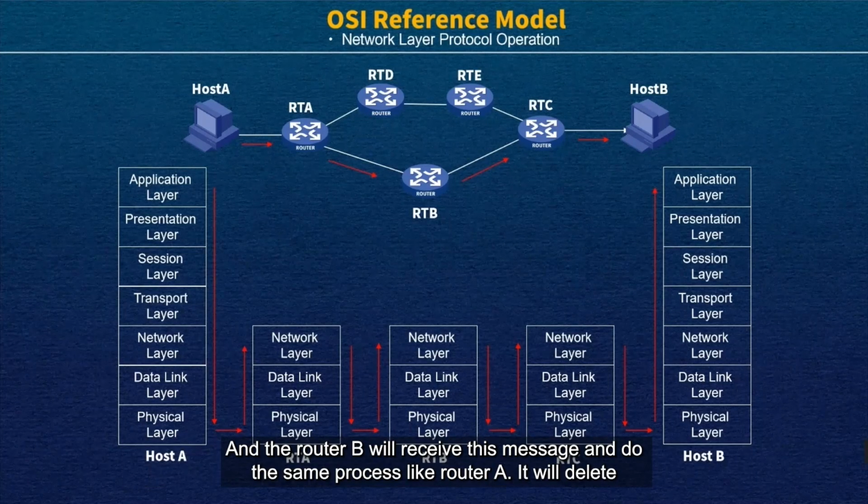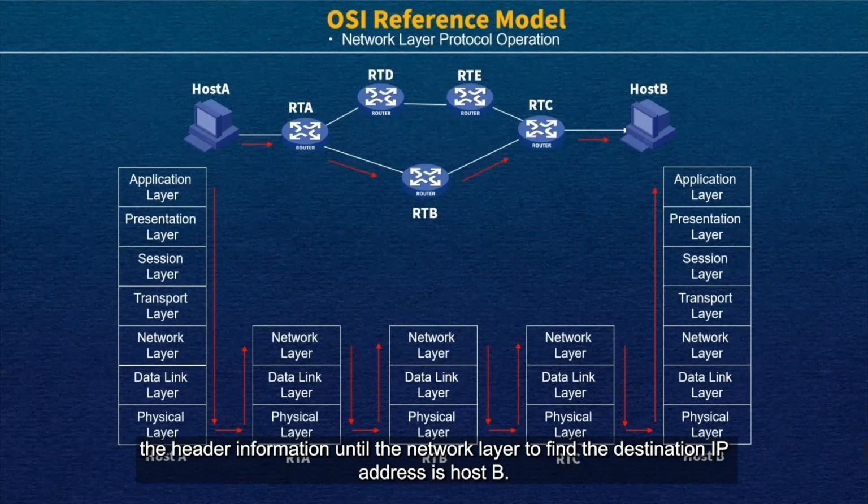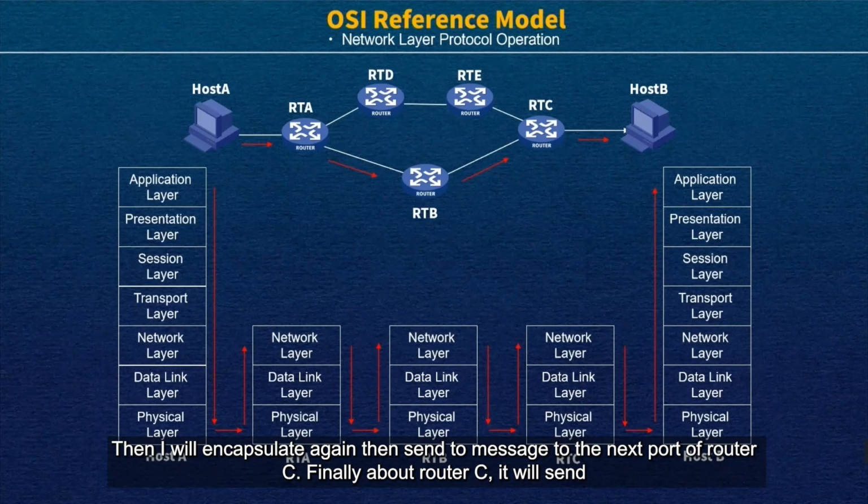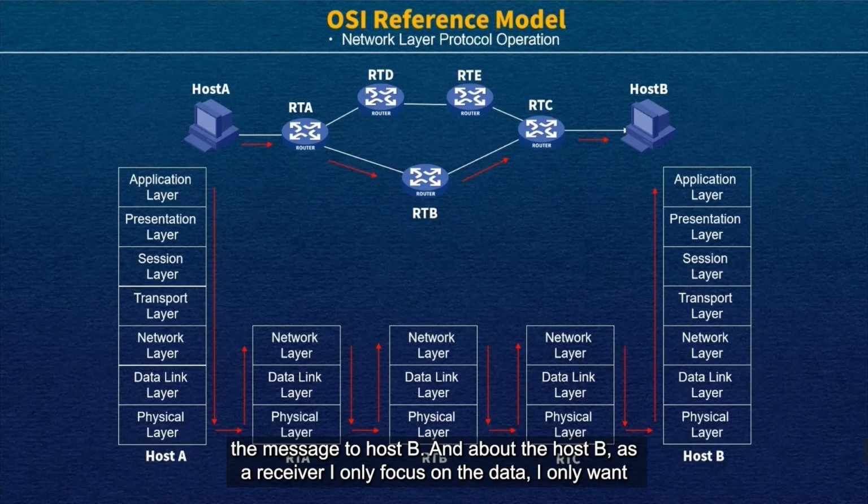And router B will receive this message and do the same process as router A. It will delete the header information up to the network layer and find that the destination IP address is host B. Then it will encapsulate again and send to the next hop, which is router C. Finally, router C will send the message to host B.